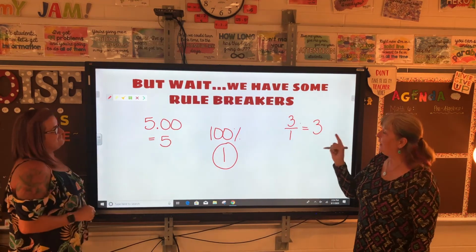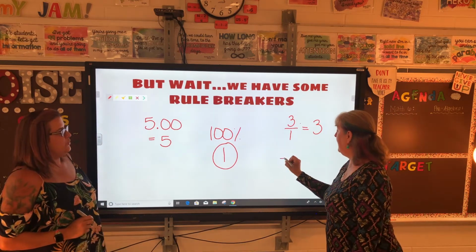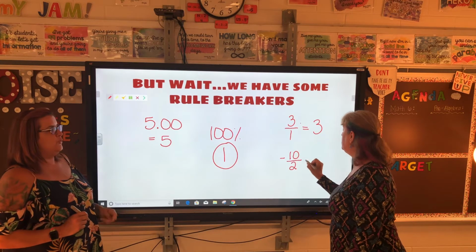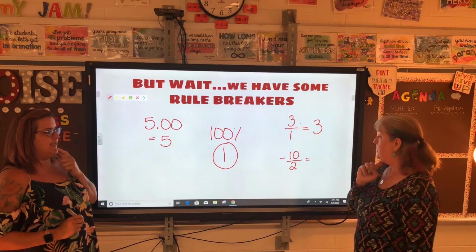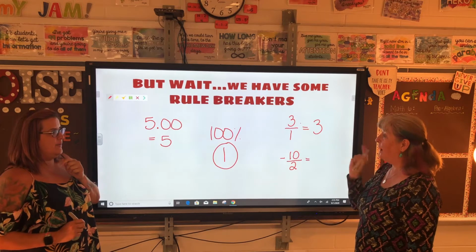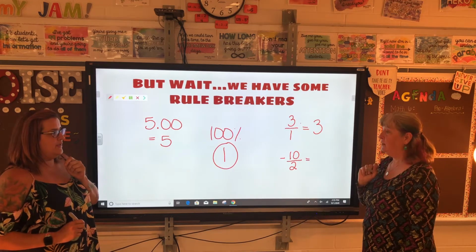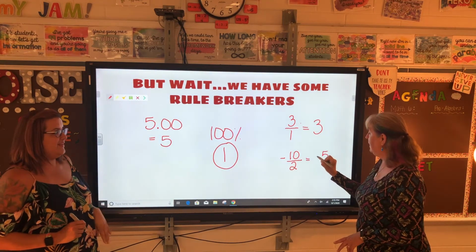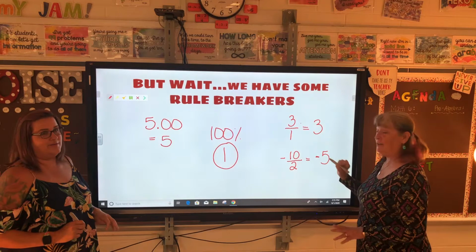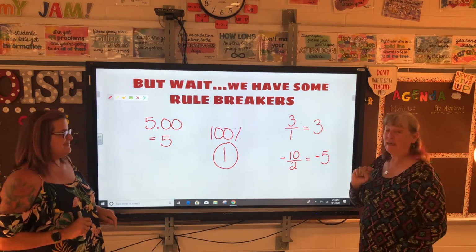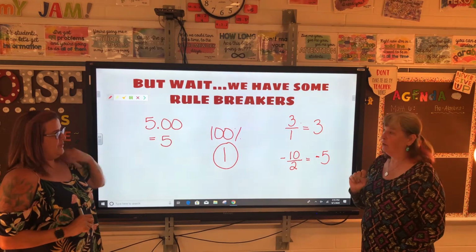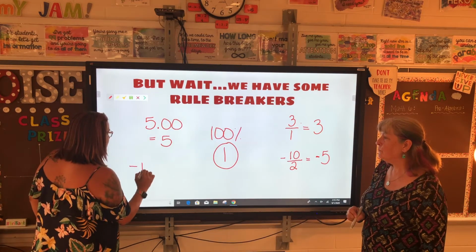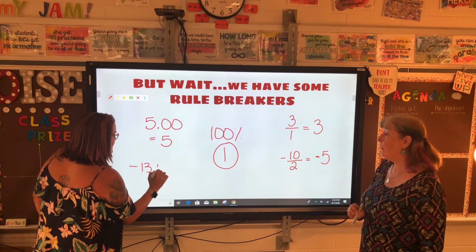So it's tricky. How about if there's a negative sign in front of it, like negative 10 over 2? Oh, Mrs. Lamb, that's crazy. Top heavy, so I have to think about it. Does 2 go evenly into 10? It does. How many times? 5 times. And because we have that negative sign, and we're going to learn more about division later, that's a negative 5. That's an integer. How about if we have a negative 13 and then I have that decimal 0?